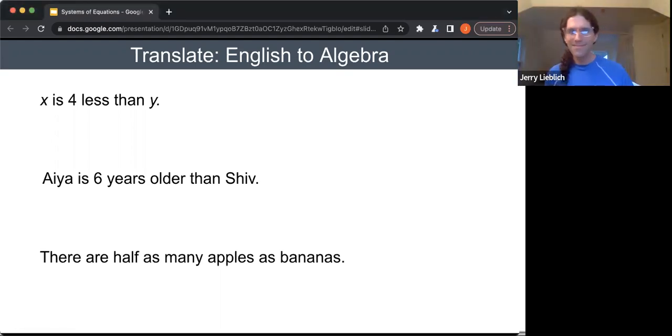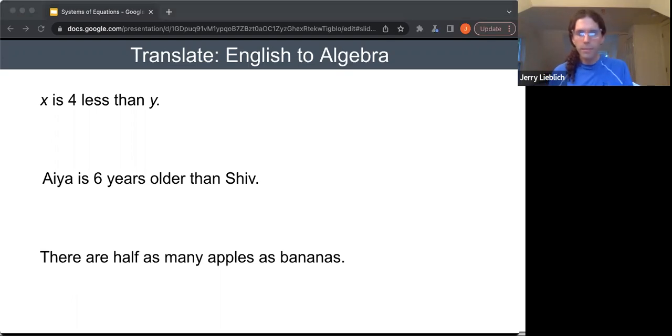Okay. So sorry, seemed to be a little confusion in the chat. These actually aren't solvable. These are just a translation exercise. So if we see X and Y, we would need to be able to get some other equation from another sentence.